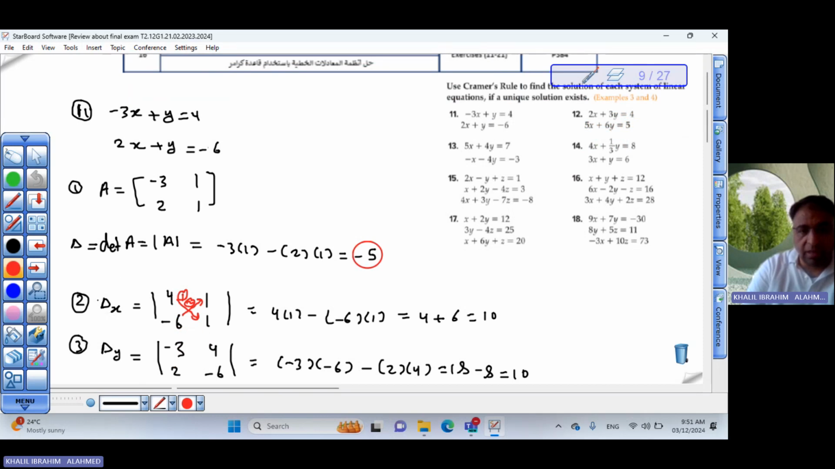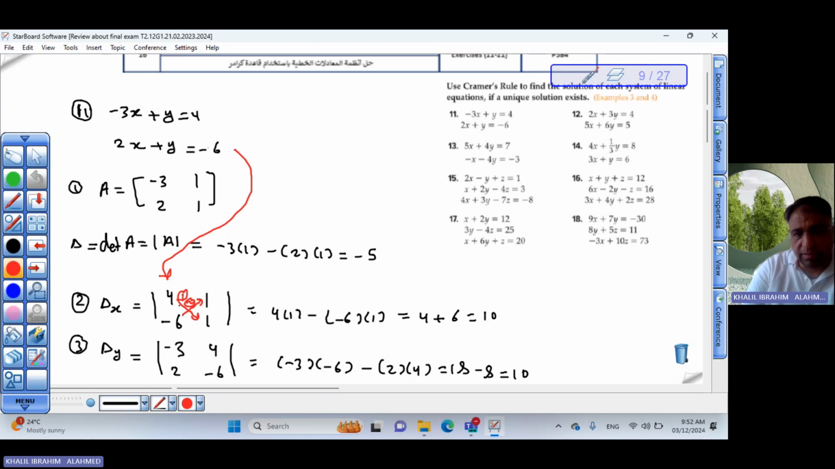Then determinant of x. How to find determinant of x? I think it is called delta x. Delta x, as you see here in this example, remove what? Remove the coefficient of x, and put the constant numbers here, 4 and negative 6. Then 1, 1, the coefficient of y is fixed, the same.